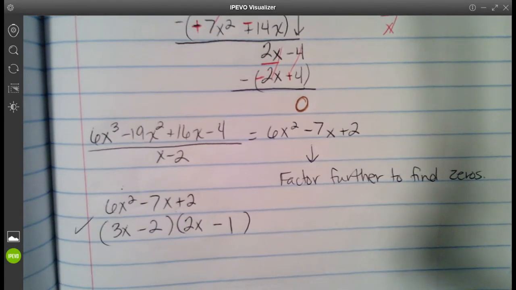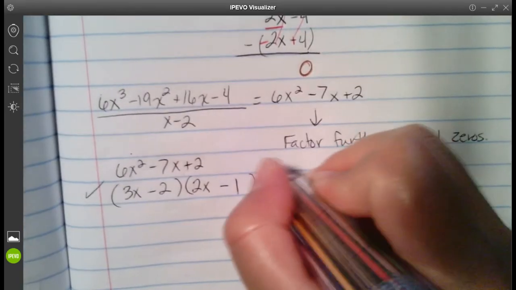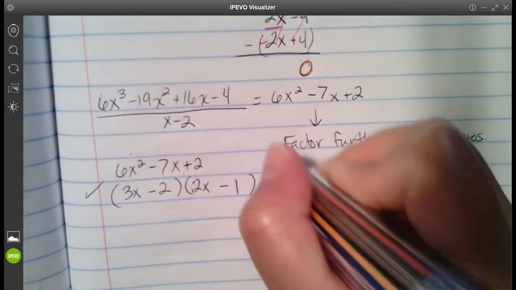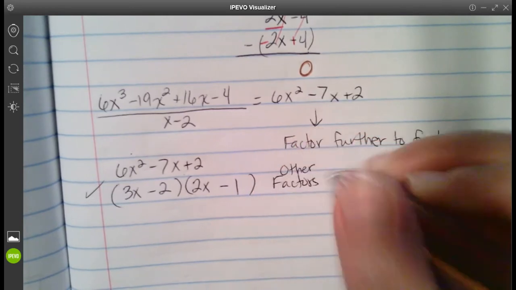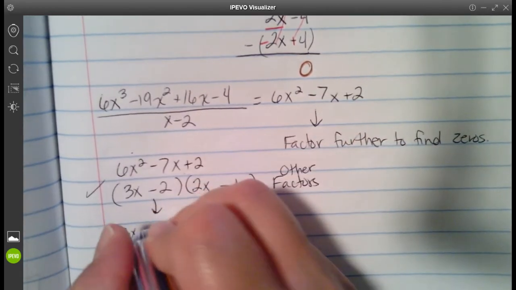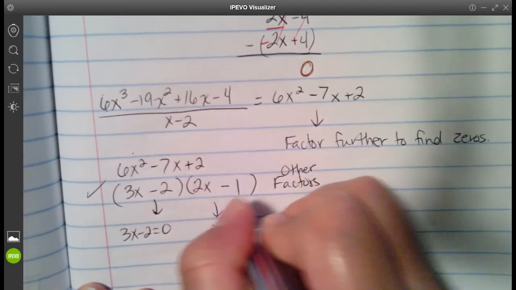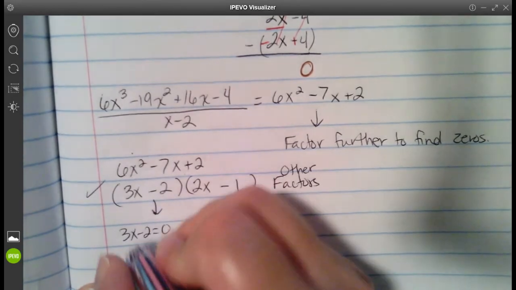And again, if you can't do it this way, you can always use slide and divide, and that's perfectly fine, okay? So these are my factors. The other factors. We're going to find the zeros now by setting them equal to 0. So 3x minus 2 equals 0. 2x minus 1 equals 0, and we just solve.